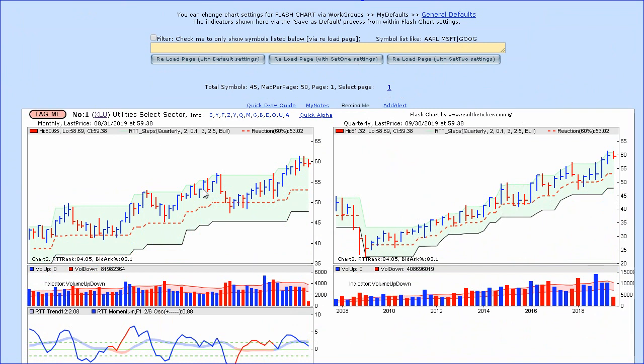And this here is the same indicator. This shaded green area is the quarterly indicator. See, it's got quarterly up there. So this is the same indicator, but the price data is monthly. Quarterly RTT steps, price data quarterly. Quarterly RTT steps, price data monthly, with a momentum indicator and a bit of volume.